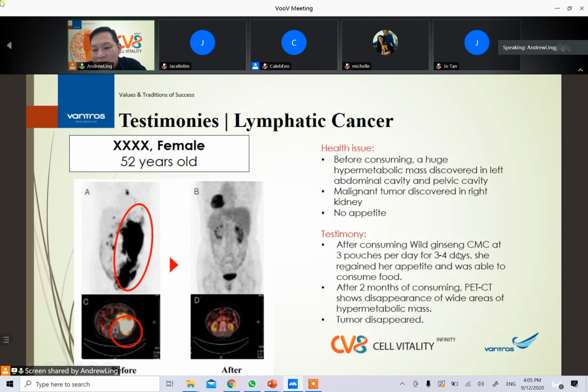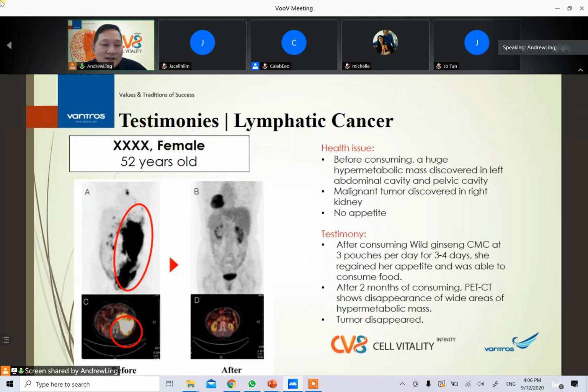Now after consuming this wild ginseng CMC at 3 pouches per day for 3 to 4 days, immediately she was able to regain her appetite and was able to consume food. Then after 2 months of consuming, the PET-CT scan showed the disappearance of the white area of hypermetabolic mass. The hypermetabolic mass refers to the red mass, which is the sign that cancer or a tumor might be developing. The tumor on the kidney also disappeared.